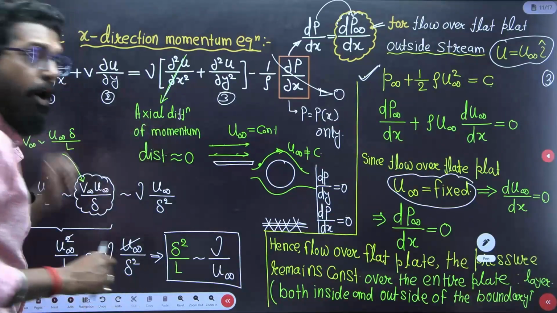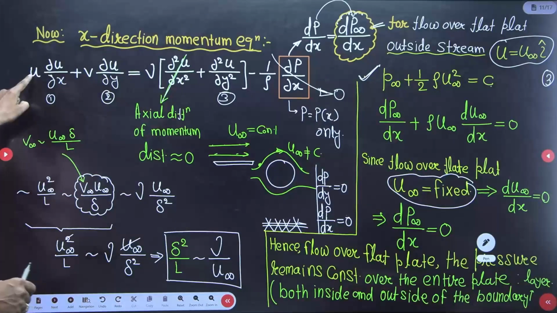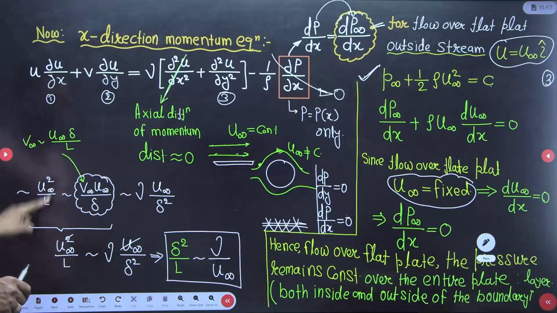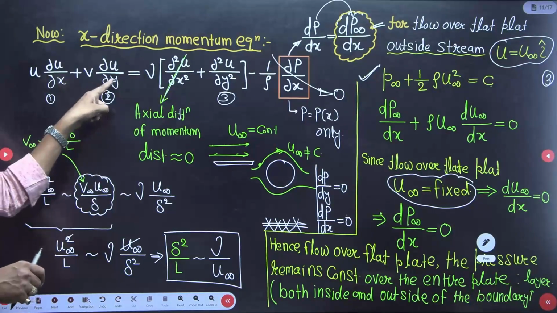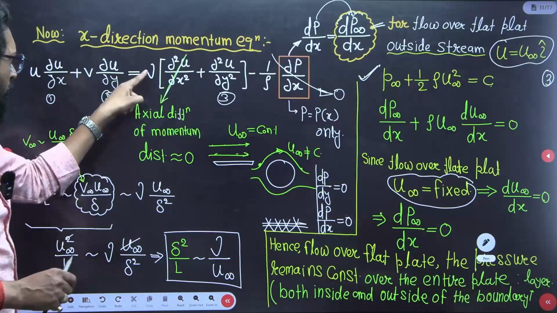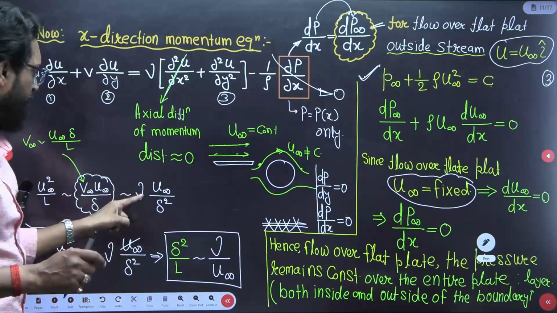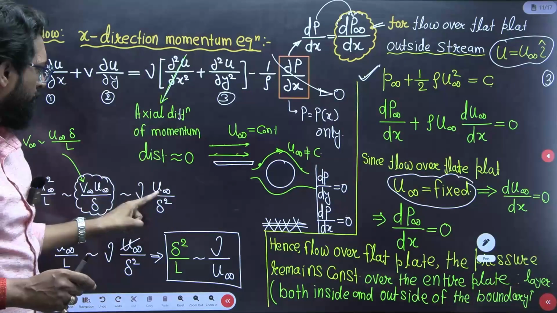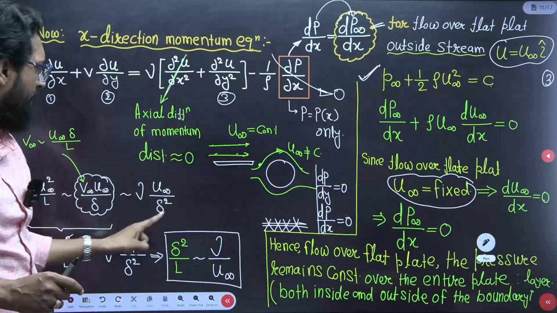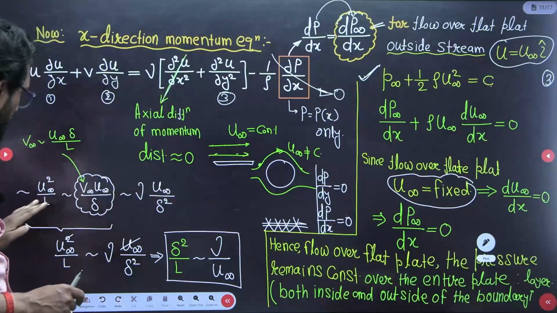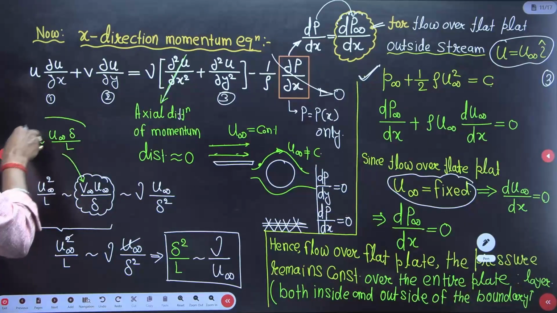Now you have to take the order of magnitude. What is the order of magnitude of u? U infinite, so u infinite squared. What is the order of magnitude of x? x is L. The order of magnitude of v is u infinite. The order of magnitude of y is delta. The property mu is the same. The order of magnitude of u is u infinite, and y squared is delta squared. So these are the orders of magnitude. Now we know this thing.